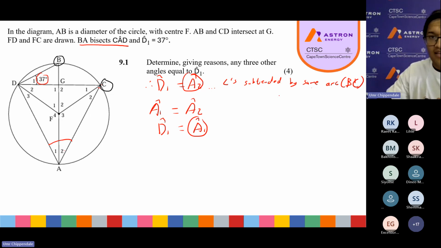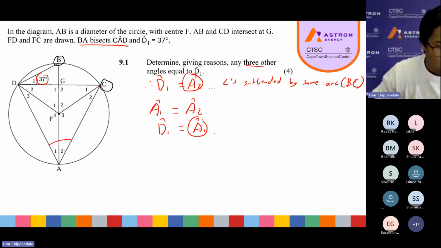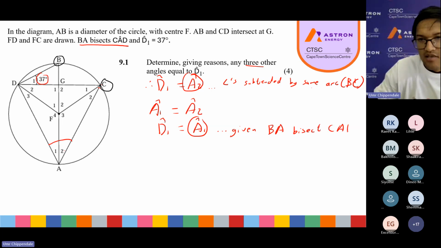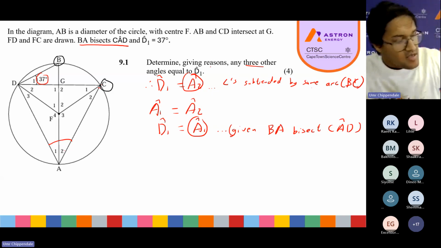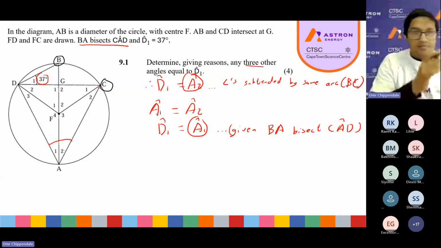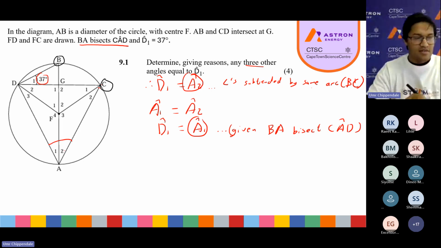They wanted 3, right? So 3 over here. Oh, like I said, give reasoning. So they can just say this was a given that BA bisects CAD. Right? There we go. That is your reasoning here. Always remember the want with reasoning. Okay. So far, so good. We have 2 out of 3. Do not give up like that. Make sure you can carry on and see how much further you can go.